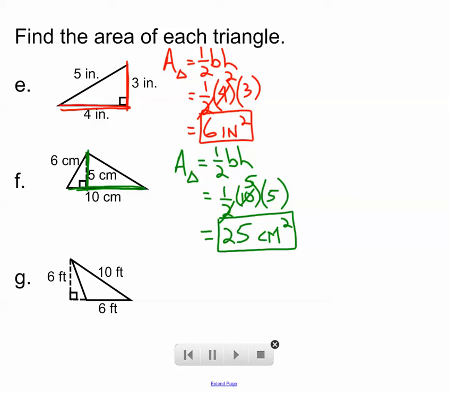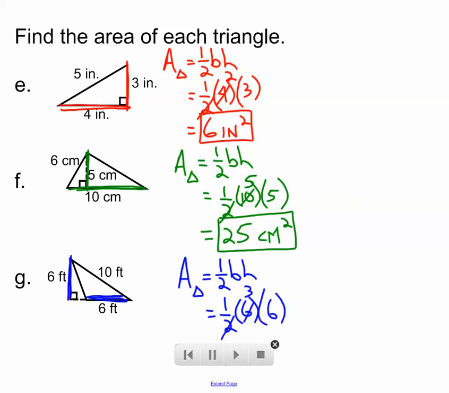Last one. Area of a triangle is 1/2 base times height. The base of this triangle is 6, and the height down from one vertex meeting the base at a 90-degree angle. It happens to fall outside the triangle, but it's 6 as well. Two goes in 6 3 times, and 3 times 6 is 18, so 18 square feet.